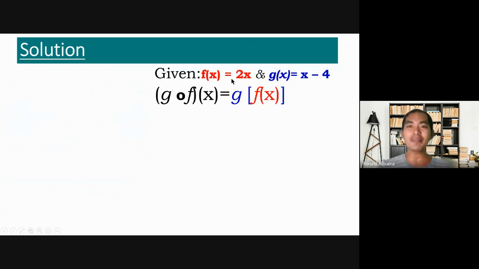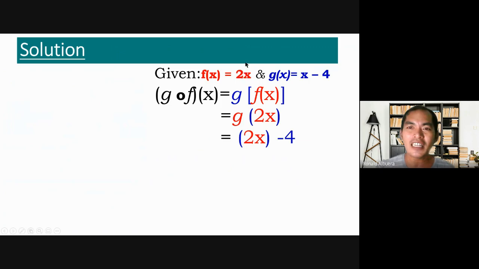Ang ibig sabihin, ito na ngayon ang g. Ang pangalawang function natin ay f. Yan na ang isusubstitute natin sa x ng g. Okay, itong x ng g papalitan natin ng 2x. So magiging 2x minus 4. Tanda na? Nagets na? Ang second function, yan ang iso-substitute sa x ng naunang function which is g. So itong 2x, ipapalit dito sa x na kulay blue.